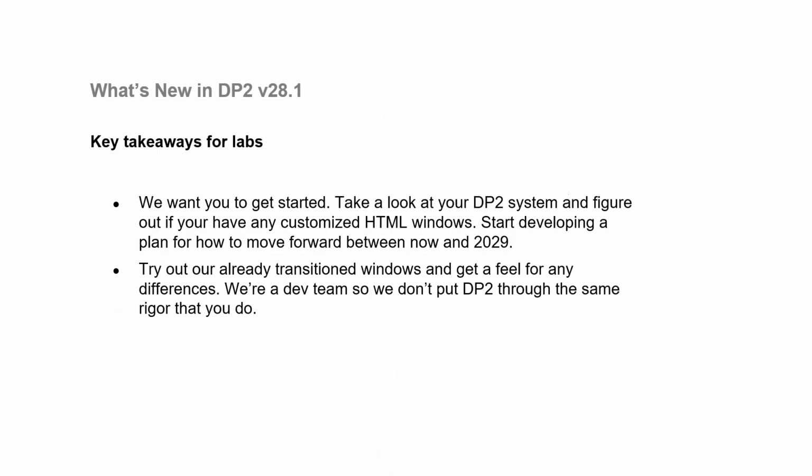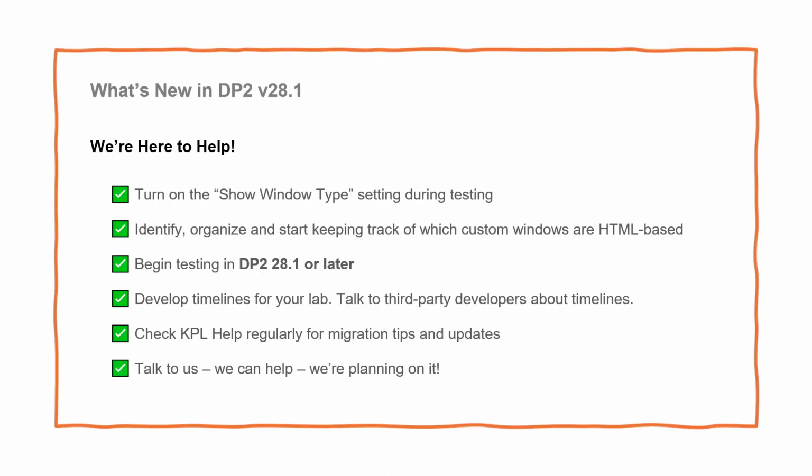So, key takeaways. We want you to get started. Take a look at your DP2 system and figure out if your lab has any customized HTML windows. Start developing a plan for how to move forward between now and 2029. Try out our already transitioned windows and get a feel for any differences. We're a dev team, so we don't put DP2 through the same rigor that you do. So we're here to help.